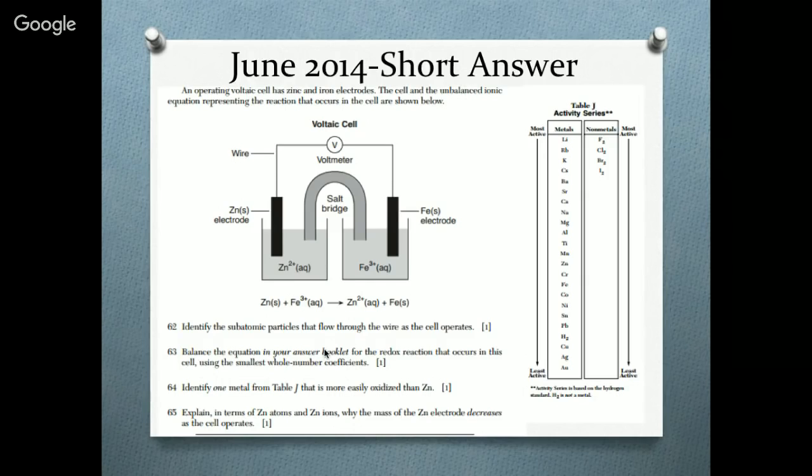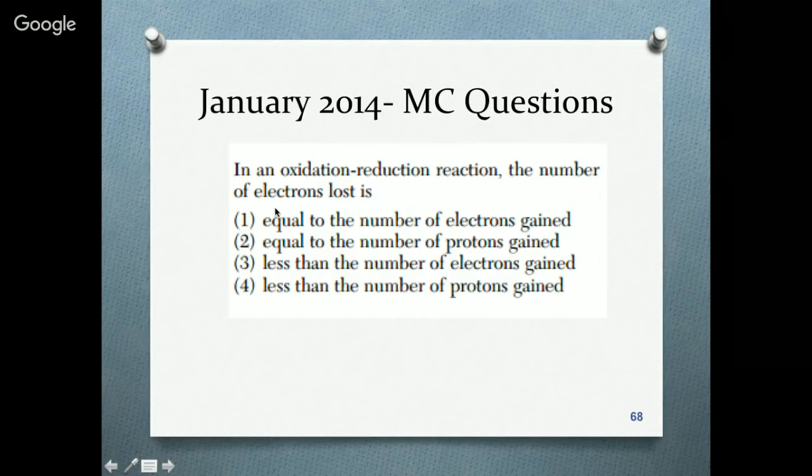65, explain in terms of zinc atoms and ions why the mass of the zinc decreases as the cell operates. Okay, zinc is the anode. We know zinc is the anode because it's higher up than Fe on Table J. Zinc atoms are turning into ions. That's as simple as you can make it. Zinc is oxidized, which means it's losing electrons. So zinc atoms become zinc ions.